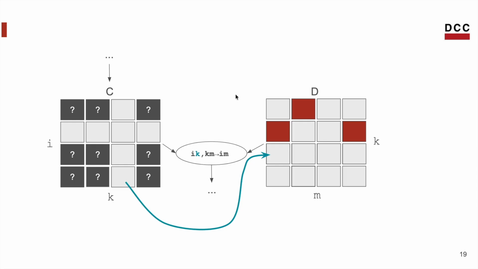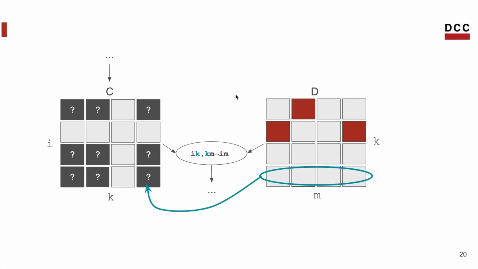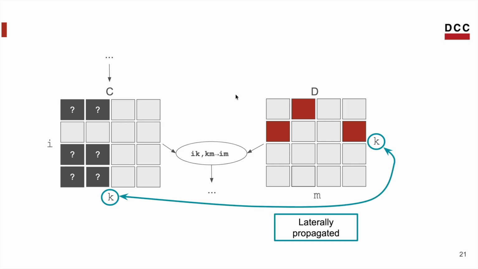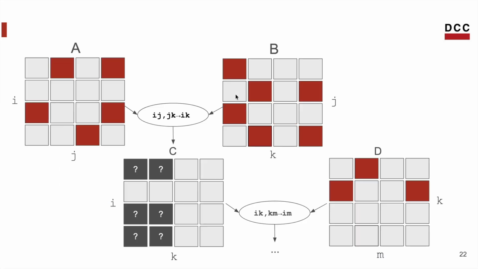And since I know this sparsity, I also know that the last column of D is zero, and every element in C that will be touched by that row would also be nullified, would also result in a zero expression, and I can also propagate that information to C as well. So what will happen during this computation is that the sparsity of the shared dimensions between the tensors will be propagated from one to another. And that kind of propagation we call lateral propagation.